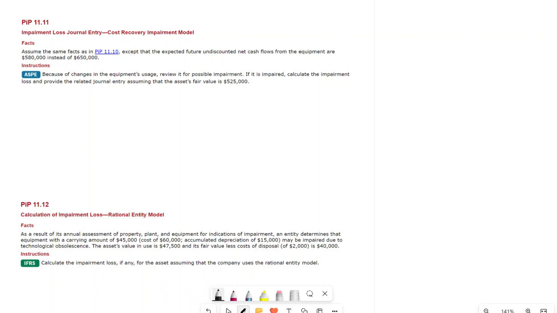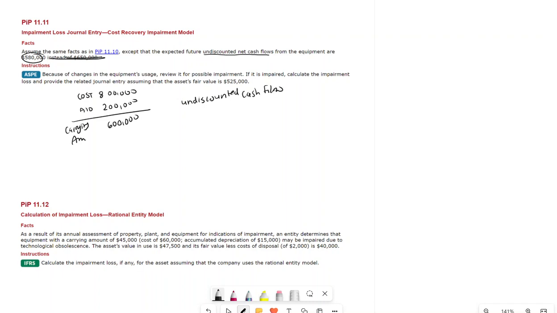Going further, now they changed the question. What did they change? They said the cost of the asset was 800,000, and we know that the accumulated depreciation was 200,000, and my net book value, or carrying amount, in our books was 600,000. Now they said undiscounted cash flow from the equipment is 580,000 instead of what we did. It is less than the carrying amount.